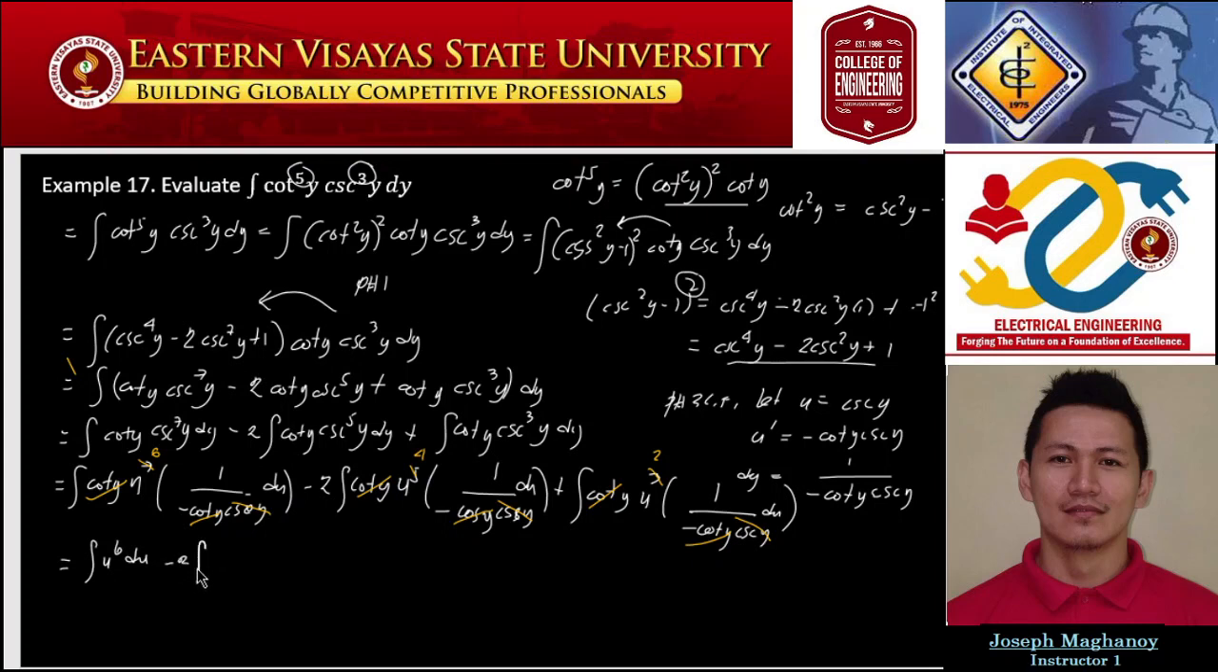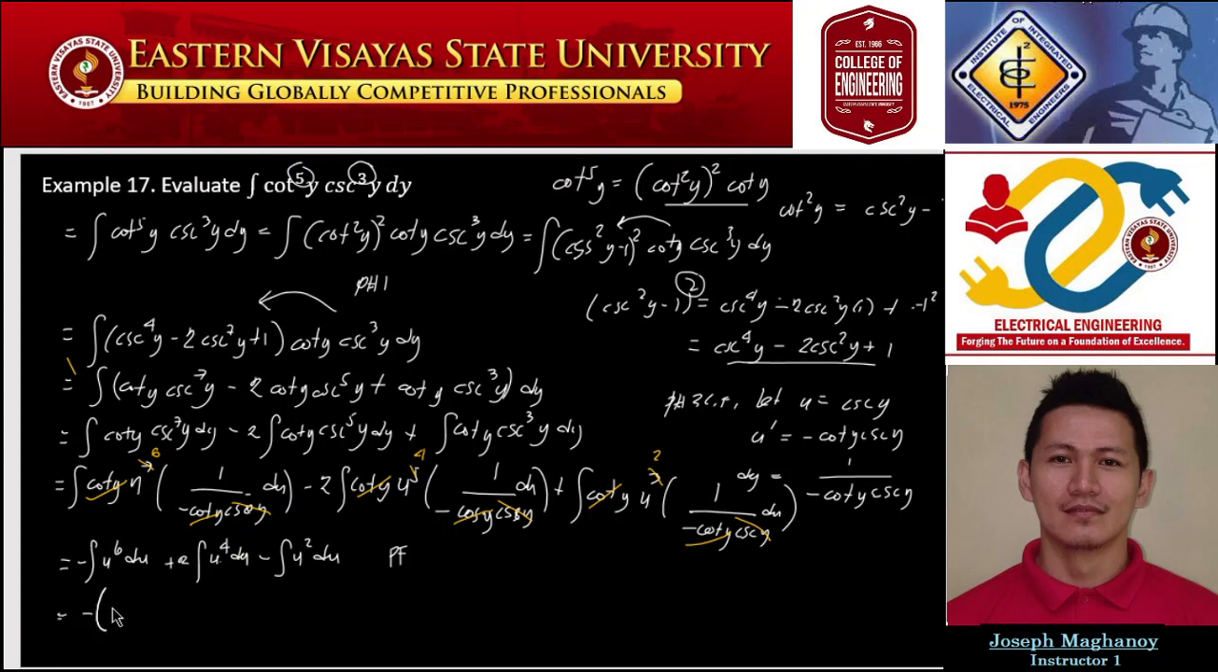minus 2 integral. Oops, you have a negative here, okay? So you have a negative from your correction factor. So here, negative times negative, that is positive: u raised to 4 du. Then negative times positive, still negative: u squared du. Now you can apply your power formula here.